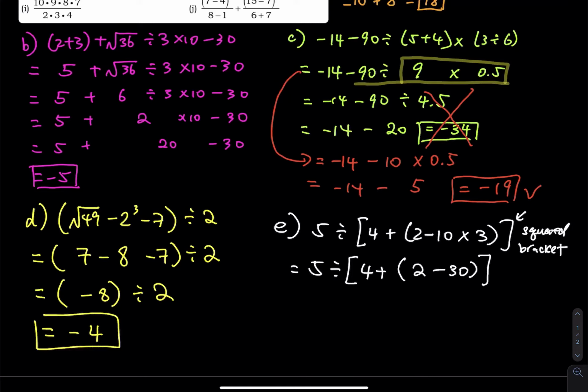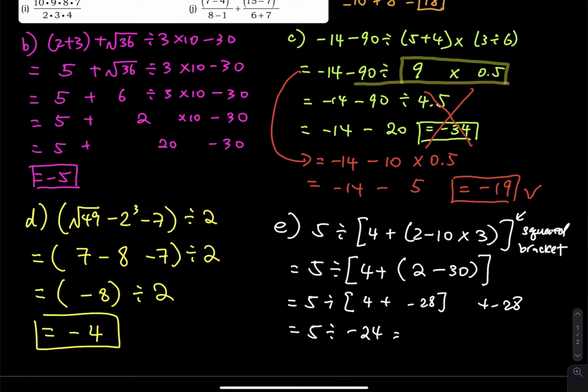All right, and then 2 minus 30 is negative 28, right? So we have 4 plus negative 28. Do you still remember how to do this? Plus and minus becomes a minus, right? So that is actually a 4 minus 28. That is equals to negative 24, right? So you have 5 divided by negative 24.